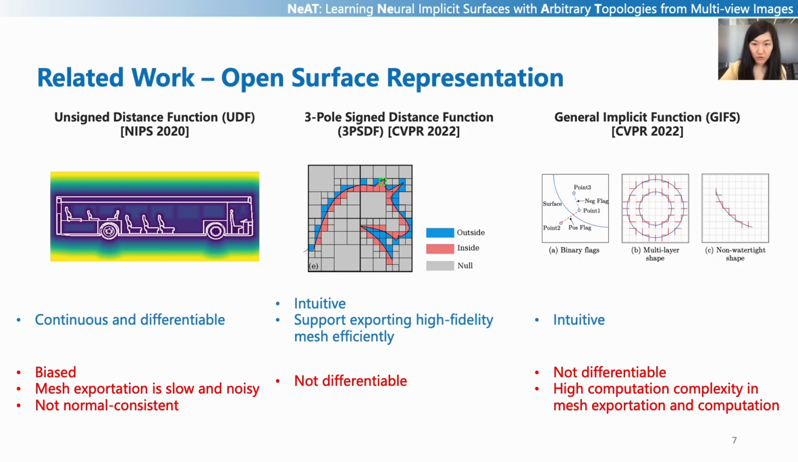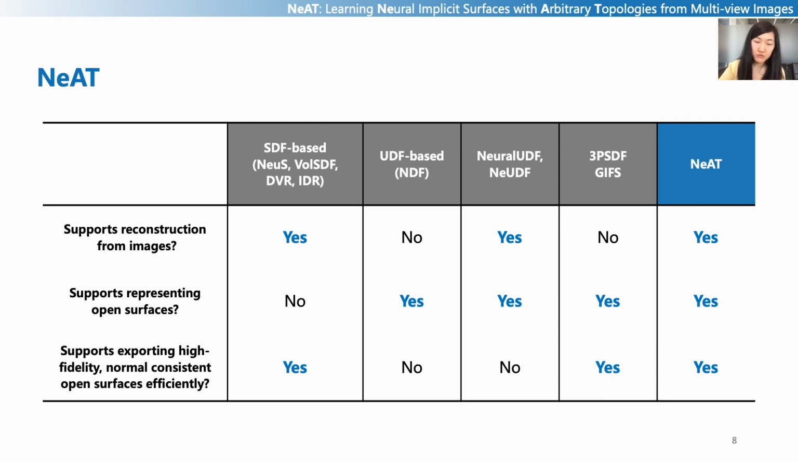The recently proposed NDF, 3PSDF, and GIFs introduce new implicit representations, supporting 3D geometry with arbitrary topologies. However, none of these methods are compatible with the current neural rendering frameworks. In our work, we fill this gap by presenting NeAT, a neural rendering framework that supports reconstructing both closed and open surfaces from images and supports efficient field-to-mesh conversion.